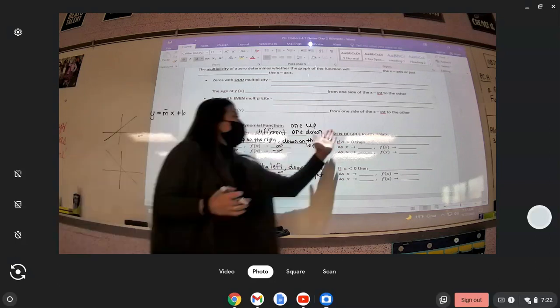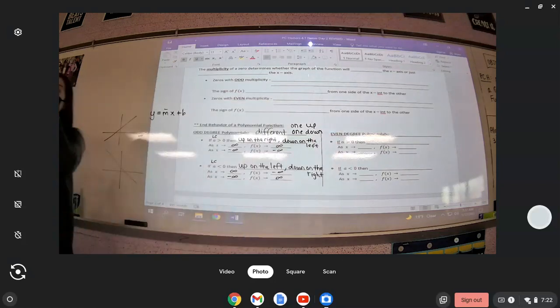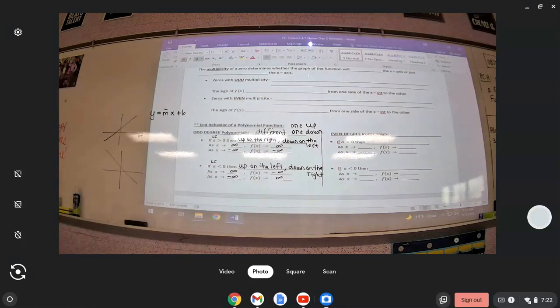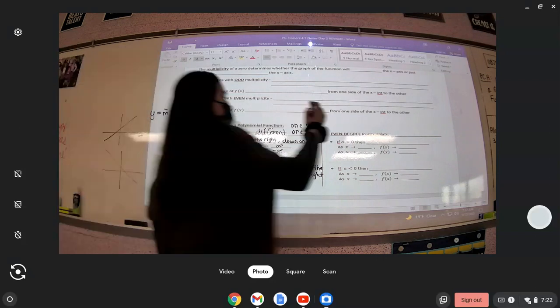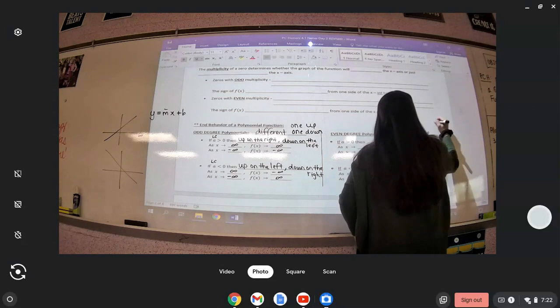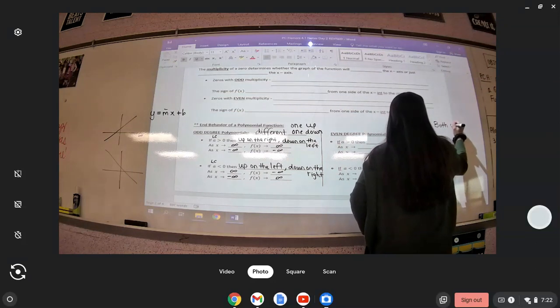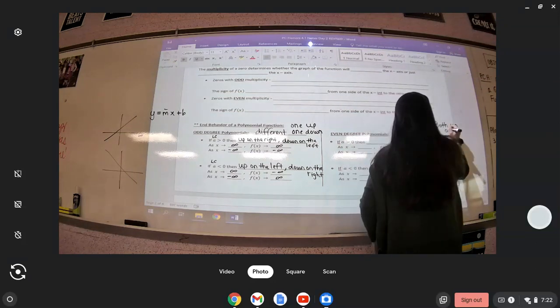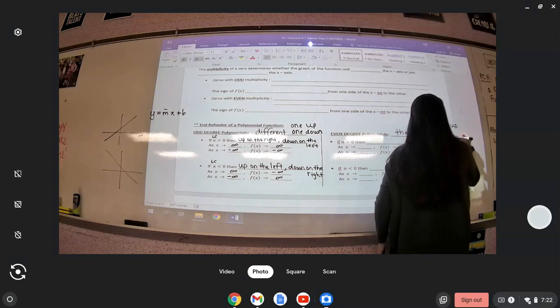All right, perfect. Well, then even degree polynomials. We said if the degree was even, then what did the end behavior have to be? It's not different, it's the same. So either both ends are up or both ends are down, but they have to be pointing in the same direction.